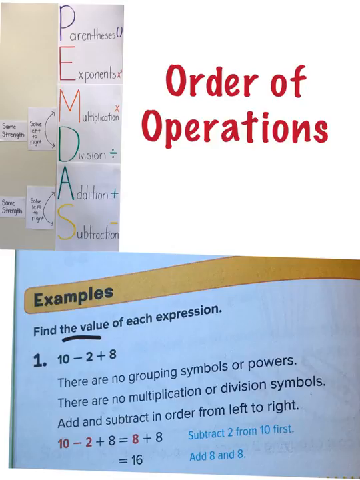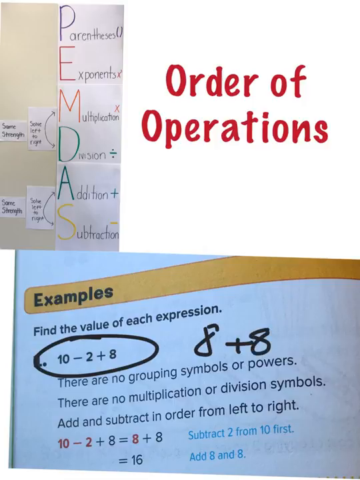So the example would be 10 minus 2 plus 8. You just go through, are there parentheses? No. Are there exponents? No. Is there any multiplication or division? No, but there is addition and subtraction, so you need to do those from left to right. So you would just take 10 minus 2, which is 8, and then add 8 to it. So the answer to this one would be 16.